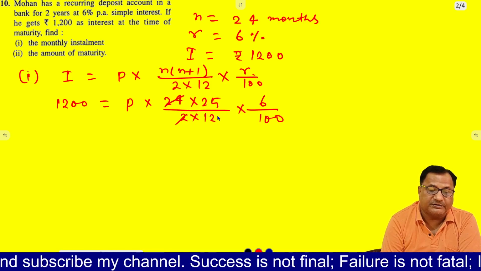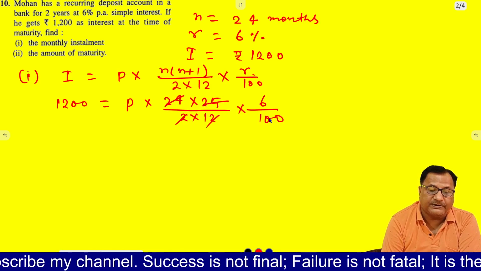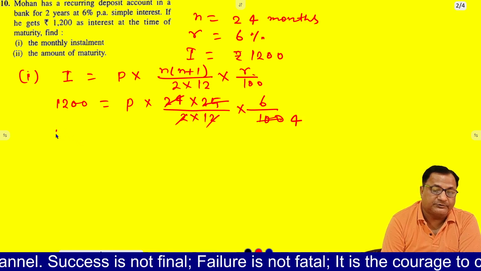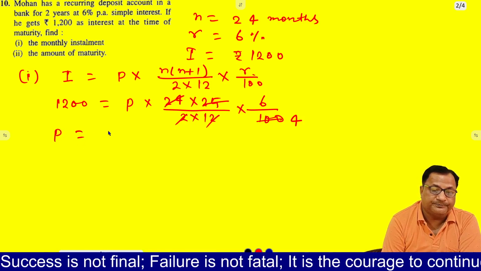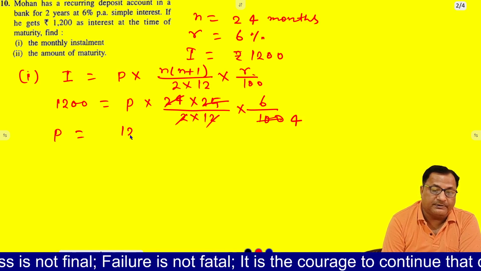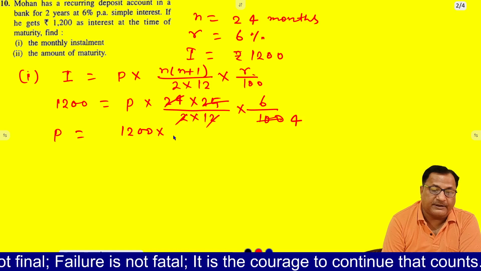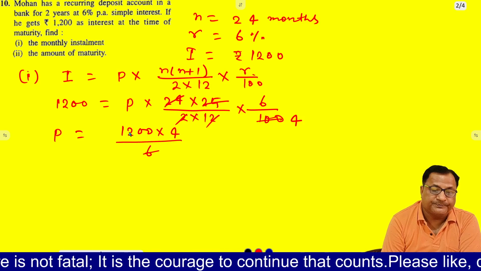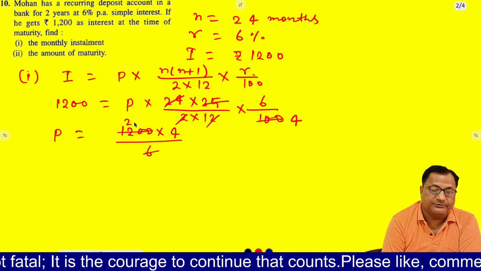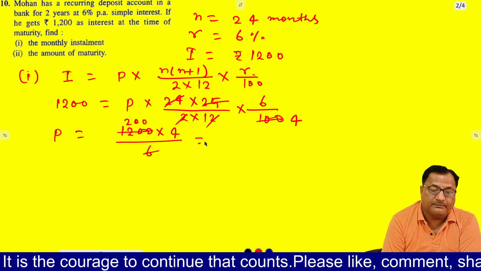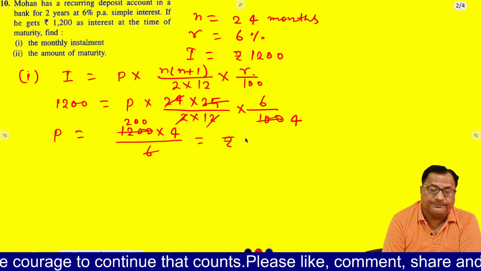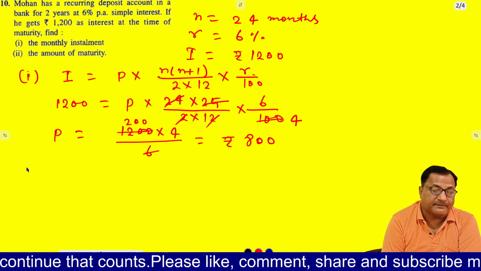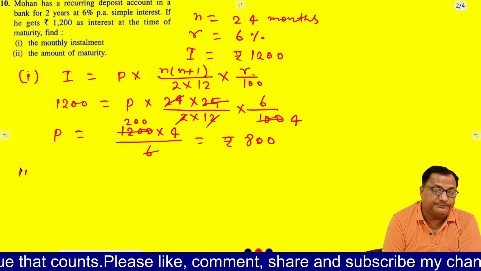24, this is cut. 25 4 this. So P is equal to 1,200 multiplied by 4 by 6. 6 into 200 means rupees 800. This is P.